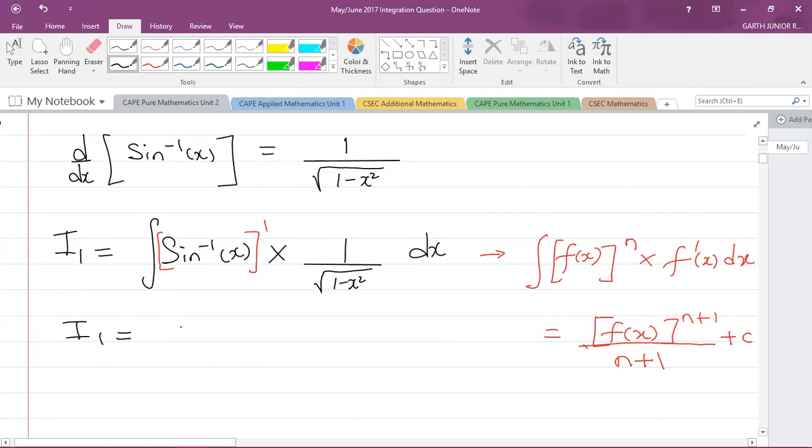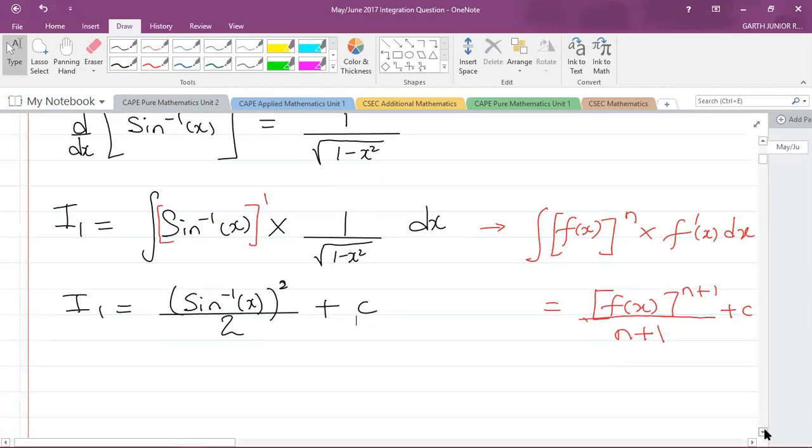So what I'm going to have now is the sine inverse of x being raised to the power of n plus 1. So the power is 1, so 1 plus 1 is 2, all right? So what I have is the sine inverse of x being raised to the power of 2 divided by the same power 2 plus my arbitrary constant of integration c. Okay? That is I1. Good.